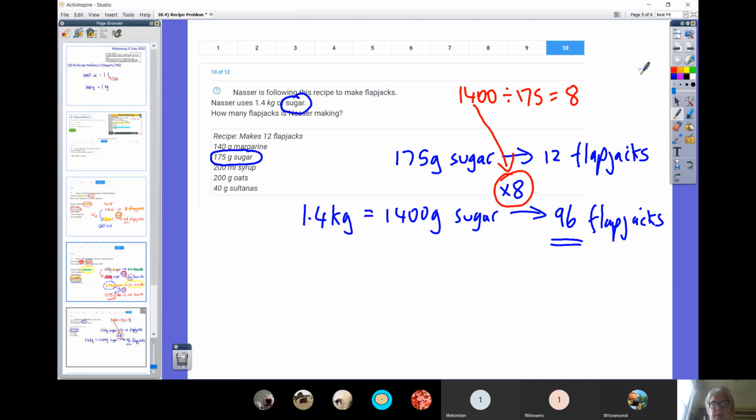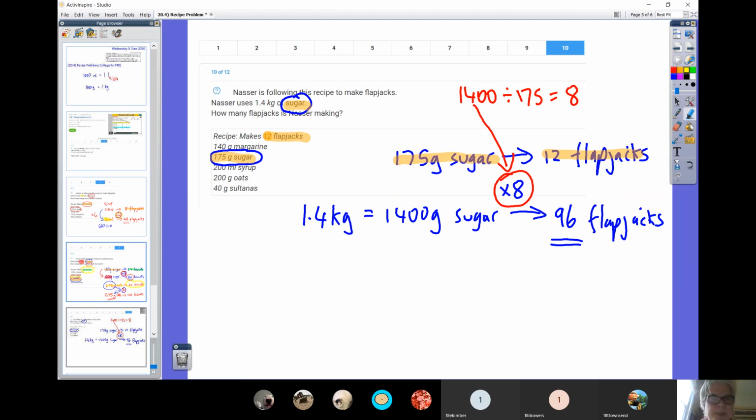question 10 here. Okay, so the questions leading up to question 10 look like this. So again, go and see what information the question is talking about. NASA's using sugar. So you need to process the sugar information. So looking at the recipe, 175 grams of sugar makes 12 flapjacks.